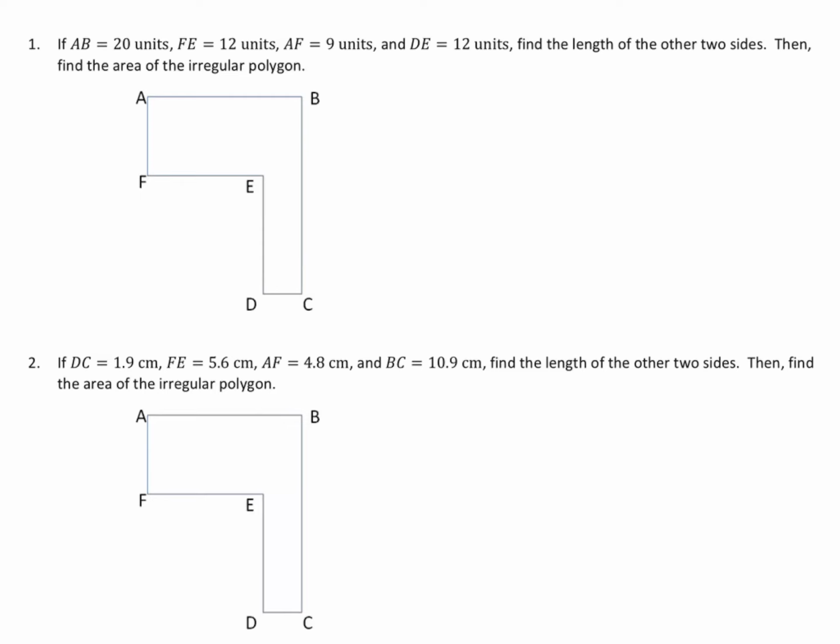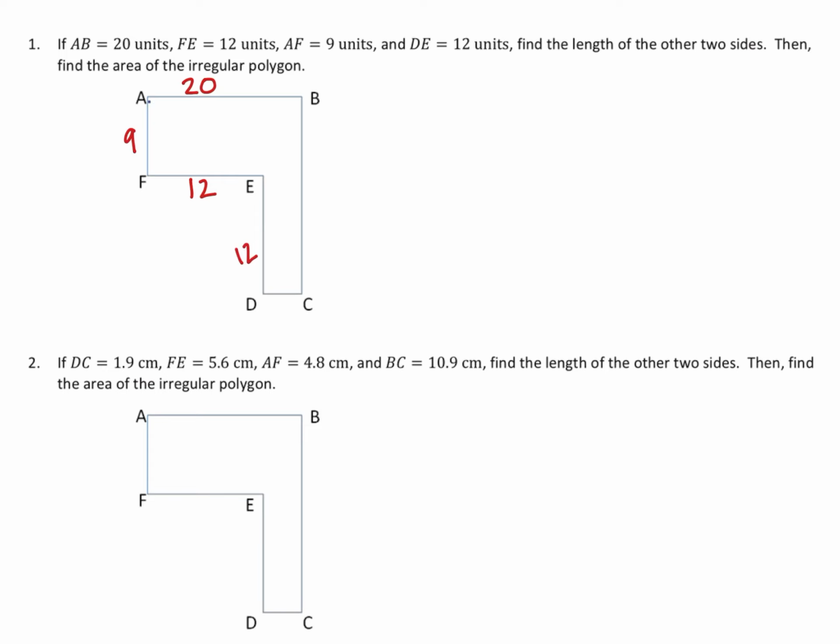If AB is 20 units, that's this distance here, FE is 12 units, and AF is 9, and DE is 12. Find the lengths of the other two sides, then find the area of the irregular polygon.